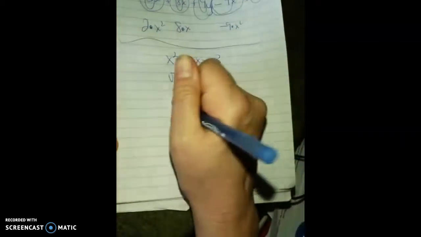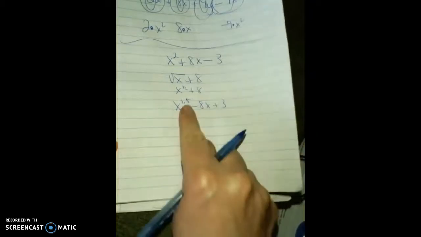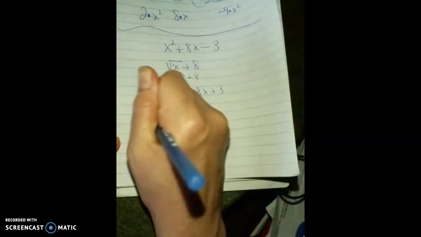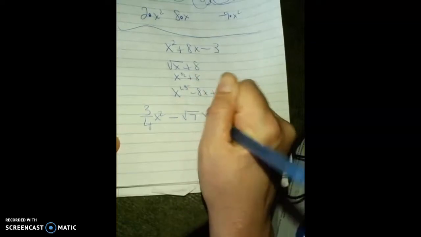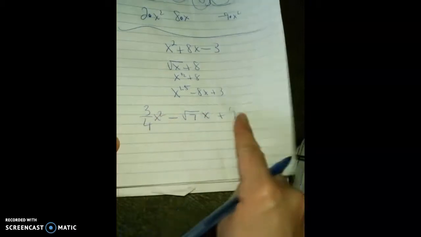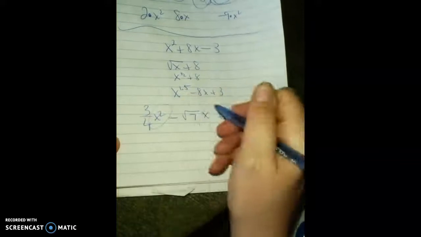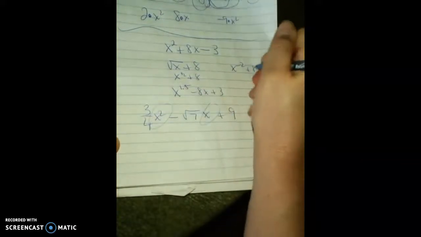So you can't have decimals like x to the 1.5 minus 8x plus 3, not a polynomial. So you can only have nice exponents on your x's. Your numbers can be whatever you want. So if you want like 3/4 x squared minus the square root of 7x plus 9, totally fine. Exponent's nice, and then we have a constant there. So as long as your powers of x are to the whole numbers, and again, negative numbers are not allowed either. It has to be whole numbers, positive whole numbers.